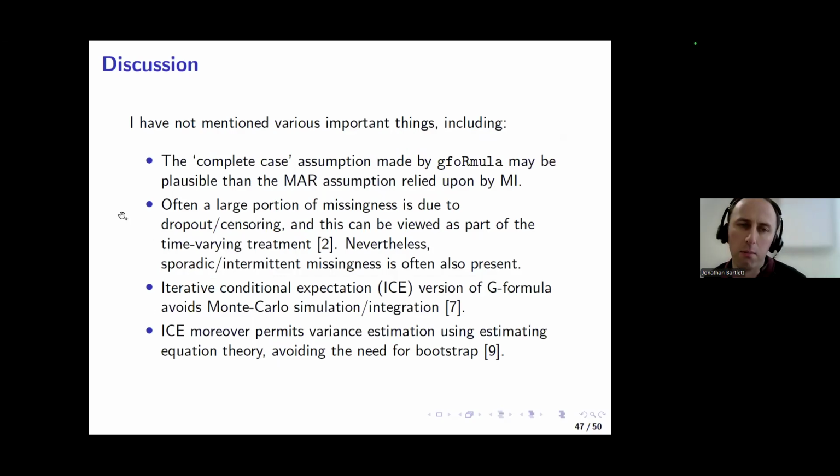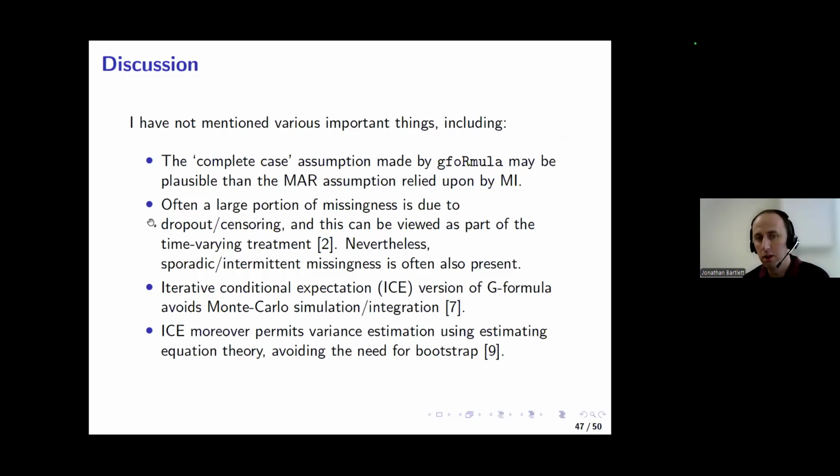There's various things that I've not talked about, which I should have, and this is my attempt to remedy that to some extent. So one is, what assumption should you make about missing data in the context of doing these sorts of analyses? Well, the complete case type assumption made by the G formula package, I think, may in many cases be more plausible than what multiple imputation, at least as usually implemented, relies on. And that's in particular because the complete case type assumption being used here is much easier to define and understand, and therefore judge the plausibility of, than the MAR assumption when there's a complex non-monotone pattern of missingness.